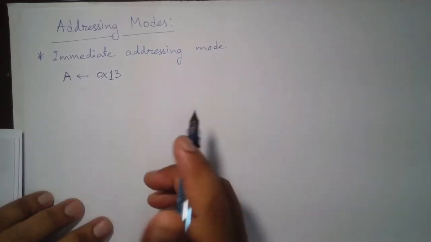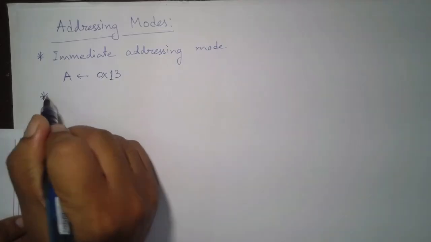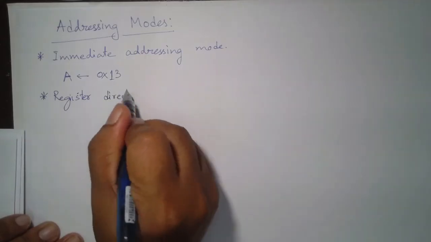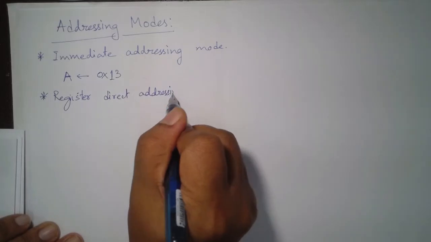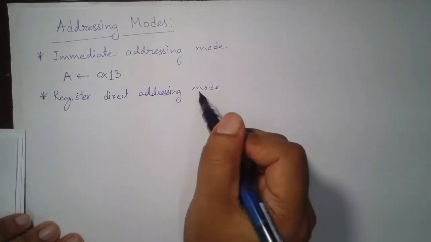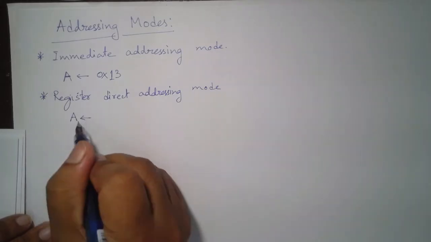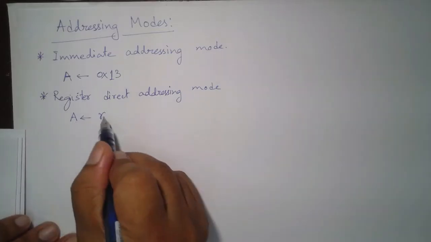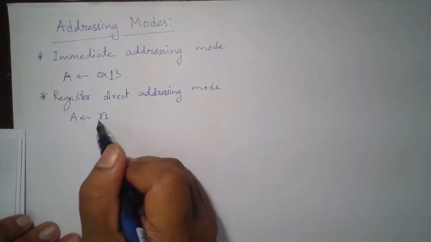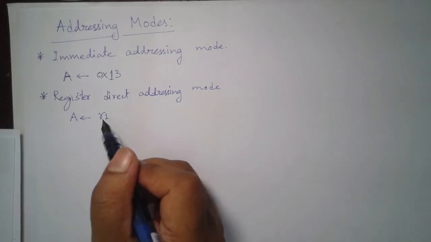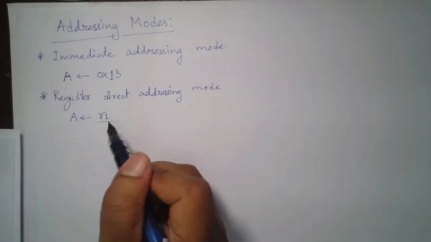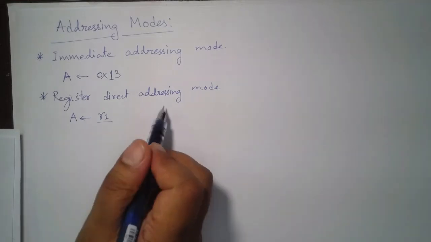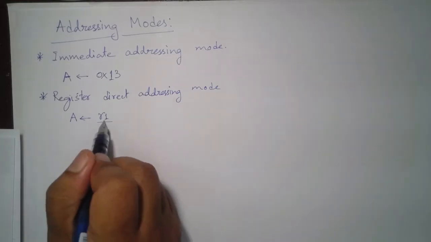Then there is something called Register Direct addressing mode. Now again, let us say we want to initialize the value of A. So, we can specify that this is the register from where you have to get the value of A. So, this is a Register Direct addressing mode. So, you are getting the value from the register itself.